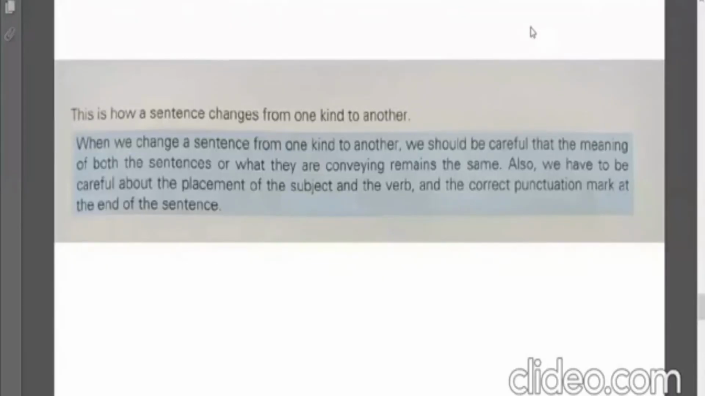When we change a sentence from one kind to another, we should be careful about their meanings. The meaning of both the sentences should remain the same. We also need to be careful about the placement of subject and verb because this is very important. One thing we also need to take into consideration is punctuation marks. As we know, punctuation marks make a lot of difference and can change the meaning of a whole sentence.